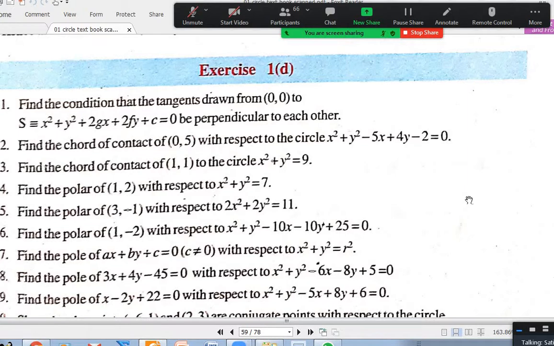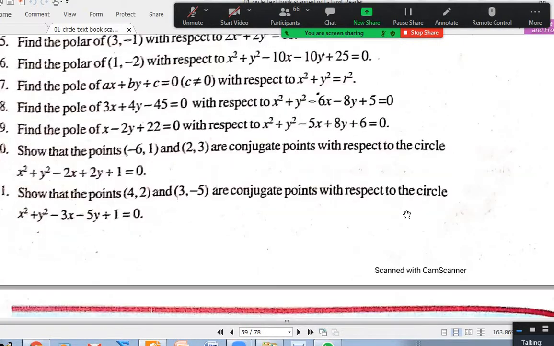The next one, center is not origin. So you may have to use minus G plus R square L by LG plus MF minus N, that formula. If you don't remember that, again, let the pole be x1, y1, find polar and compare. We have done one question in the class. So 10 and 11, they gave 2 points and the circle, they said you have to show they are conjugate points. Simply use S12 equal to 0, you'll get it.